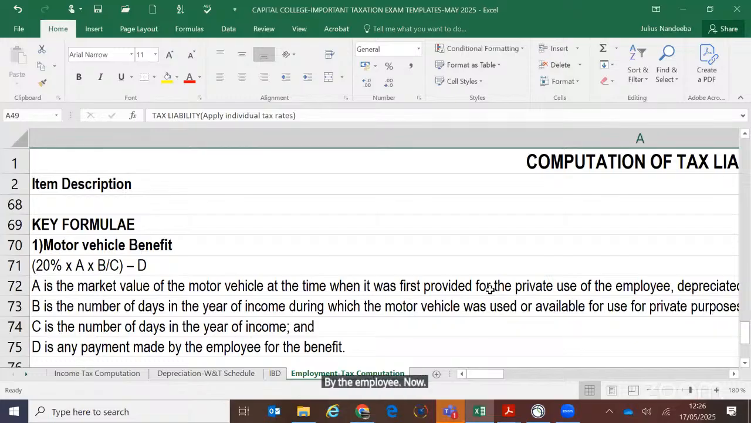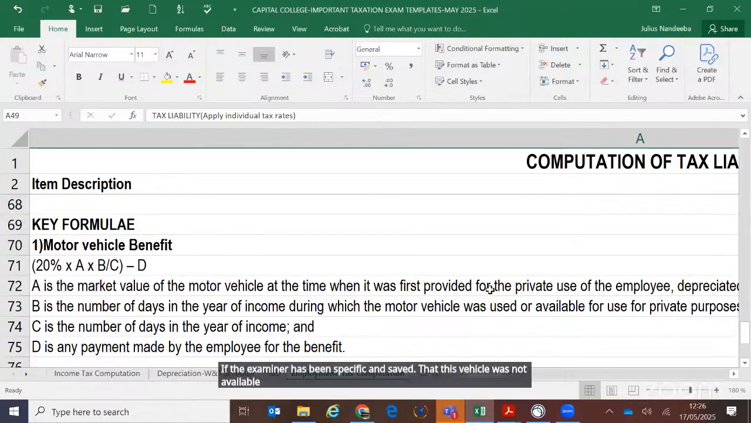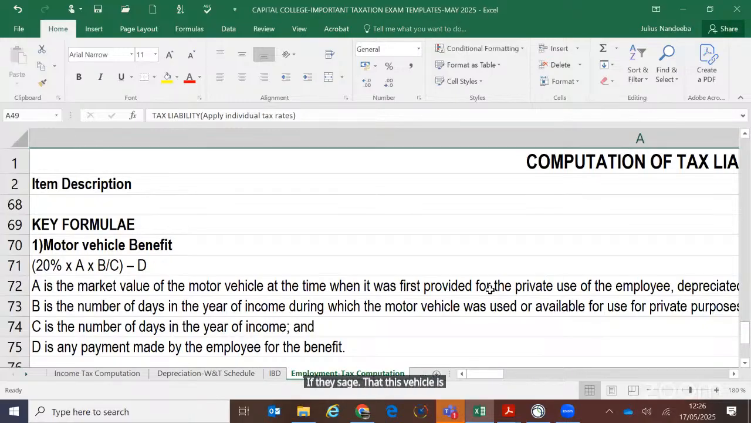Now, standard is 365. You only reduce that 365 on B if the examiner has been specific and said that this vehicle was not available on a particular date. For example, I want to ask you, if they said that this vehicle is not available over the weekend, this guy parks it on Friday and it's not available over the weekend, how many days in a year is this vehicle not available to the employee? How many days is it not available to the employee?